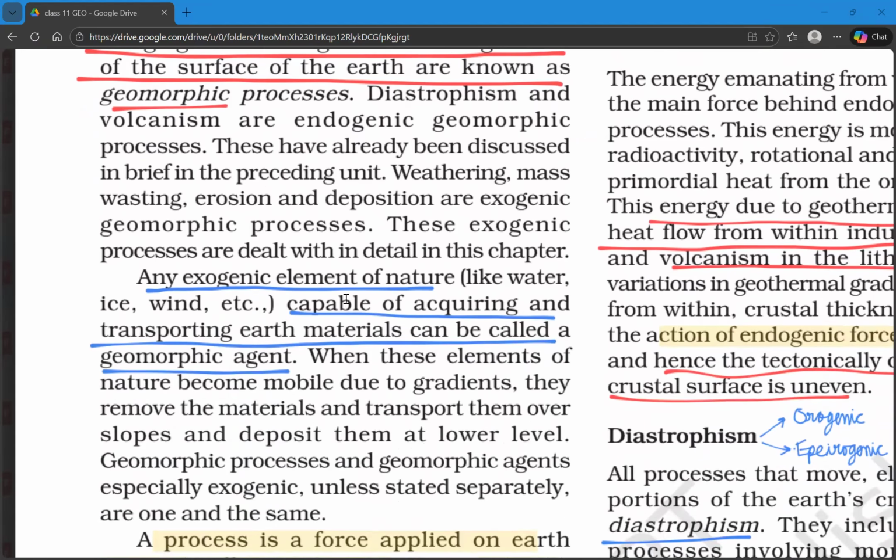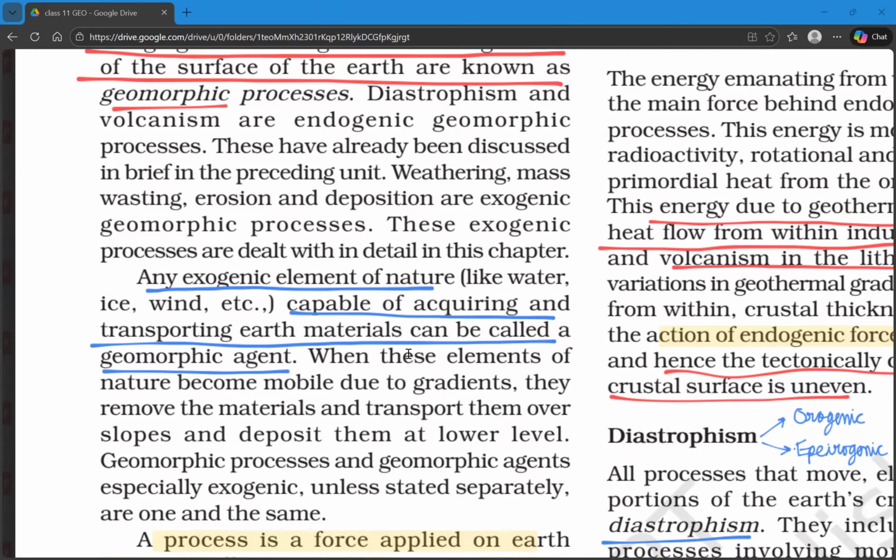Any exogenic element of nature, which is water, ice, wind, etc., capable of acquiring and transporting earth materials, can be called a geomorphic agent. So what is a geomorphic agent? Which is capable of transporting earth materials. That can be anything like water, ice, wind, etc.